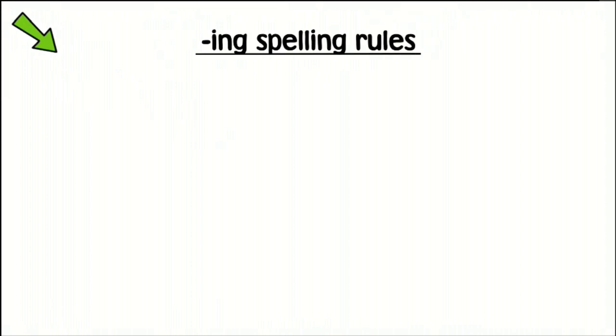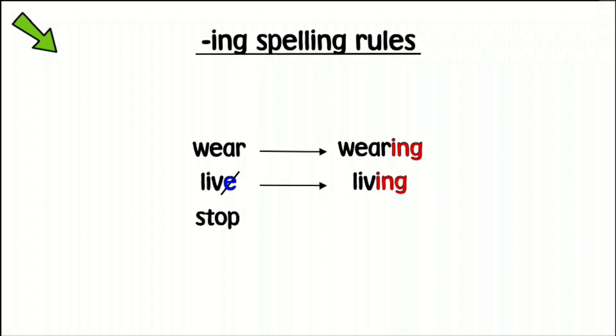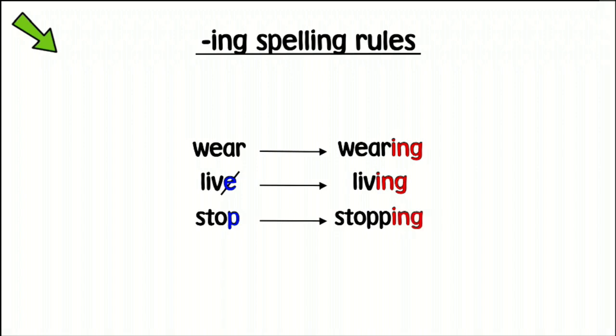Here are the spelling rules for ing forms. For most verbs, we add ing. For verbs that end in e, we remove e and add ing. For verbs that end in one vowel and one consonant, we double the consonant and add ing.